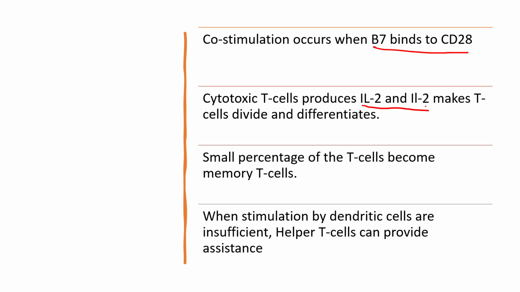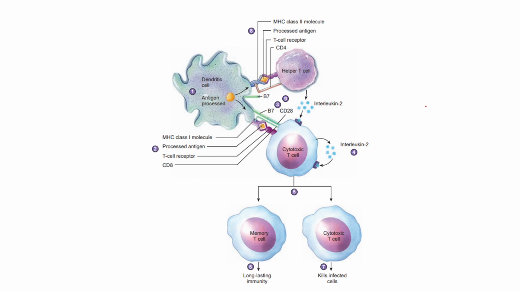A small percentage of the T cells become memory T cells, and when stimulation by the dendritic cells is insufficient, helper T cells can provide assistance. So this is how it works. There are two ways. It's either the helper T cells will provide the interleukin 2, or the cytotoxic T cell will provide interleukin 2 to itself.